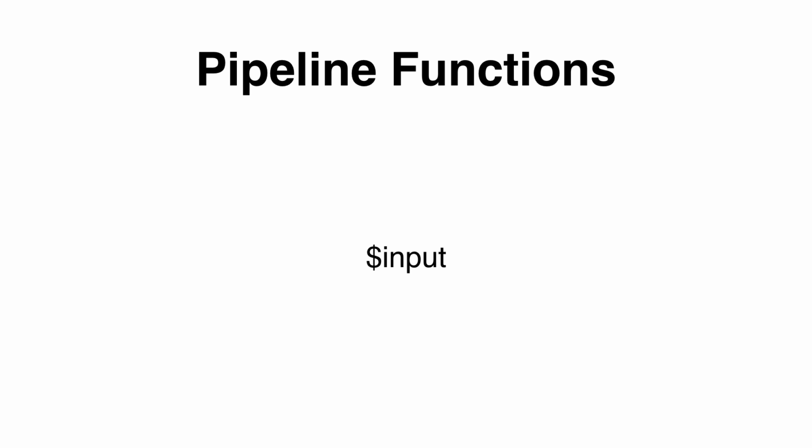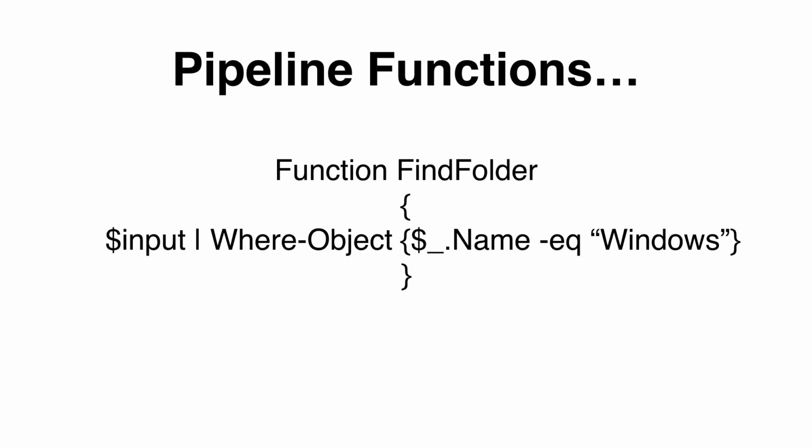The input variable allows a function to access data coming from the pipeline. In this way, we can pipe a command to a function. This could be useful if we, for example, are searching for something. Here is an example of the pipeline function.